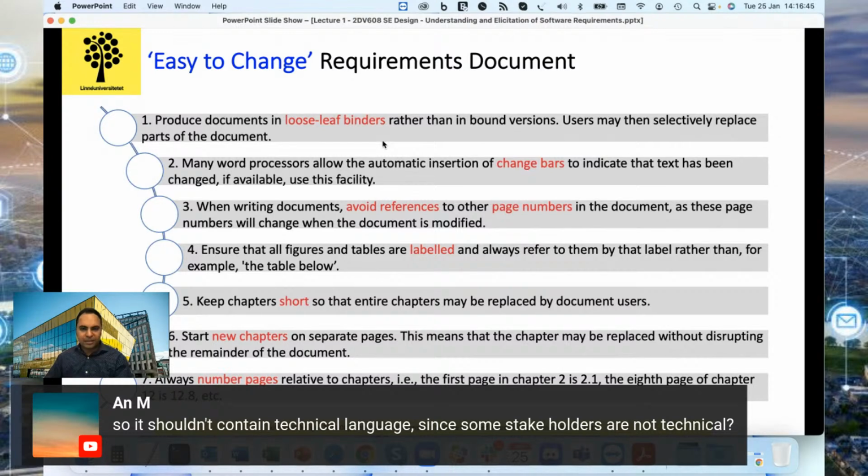Also, carefully choose your page numbers so that you don't miss any page numbers. Make sure that all your figures or tables are labeled. Keep your chapters short. Keep your paragraphs short. And if you are using numbers, let's say for figures or tables, make sure that you relate them to your chapter. For example, if you have two figures in chapter 1, they should be figure 1.1 and 1.2, and similarly for tables and so on.